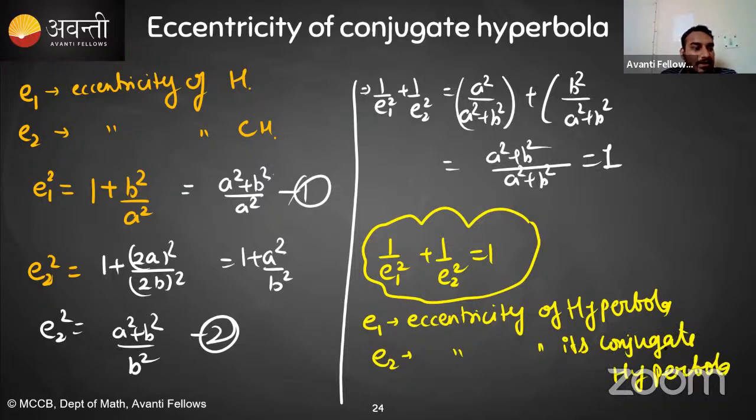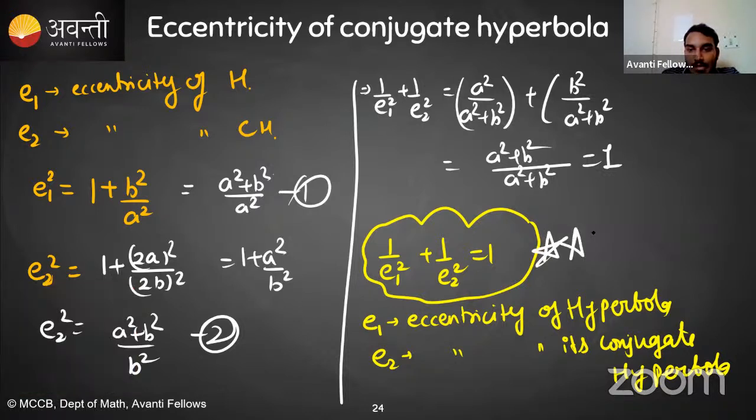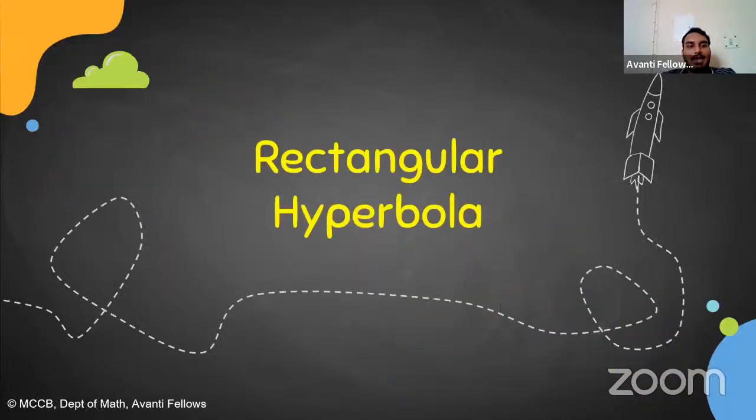Is there any doubt in it? Everyone tell me quickly in the chat box. Is this clear? That 1 upon e1 square plus 1 upon e2 square is equal to 1. This is the very important relationship. I hope this is clear to you. If it is clear, then let's move on to the rectangular hyperbola.